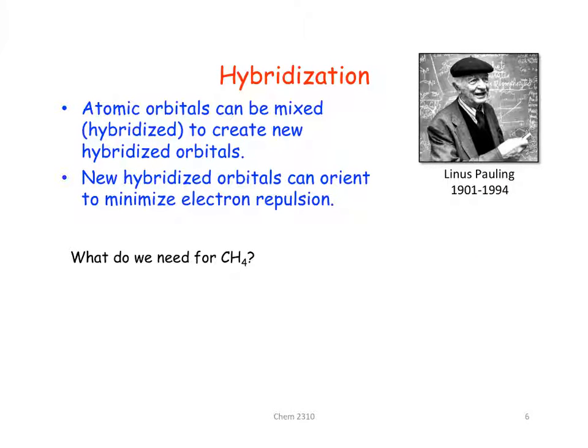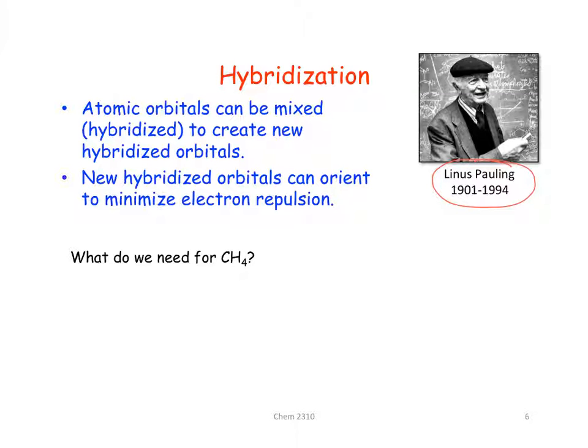Alright, so now that we know how to make an individual bond, let's look at how we could get these geometries. So we're going to use a model of bonding, a model of orbitals that was generated by Linus Pauling. Pauling was an amazing guy. He's one of the only, if not the only person who won the Nobel Prize in two different areas. So he won the Nobel Prize in chemistry, and he also won the Nobel Peace Prize.